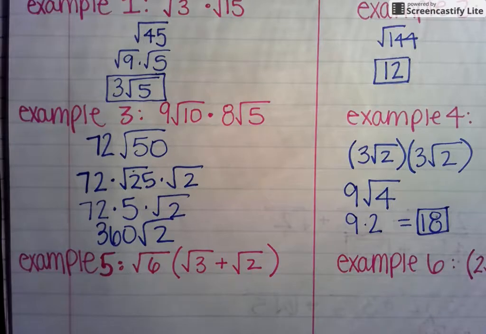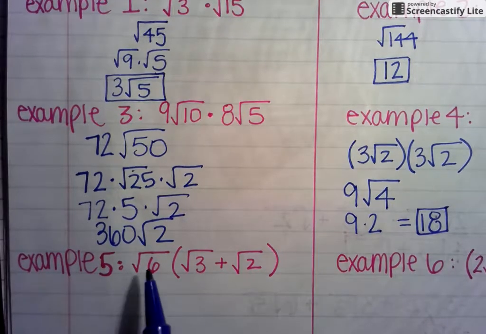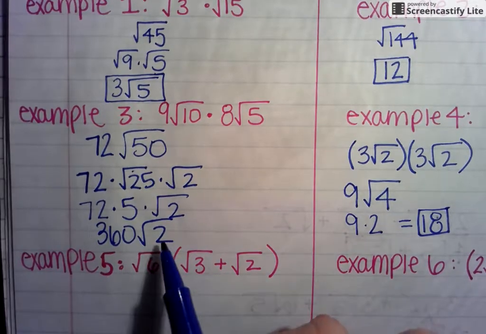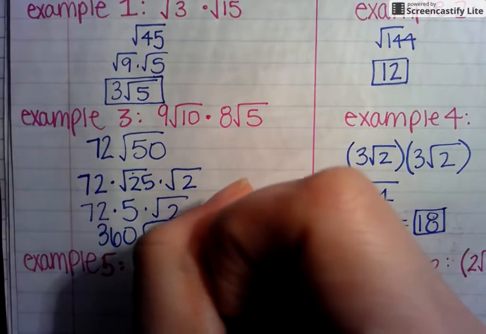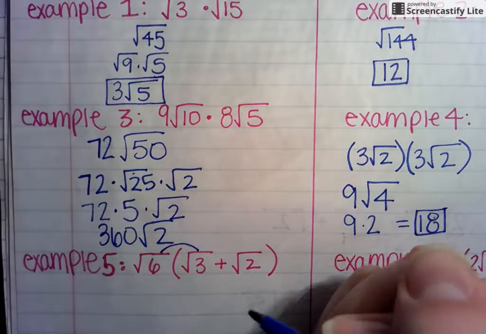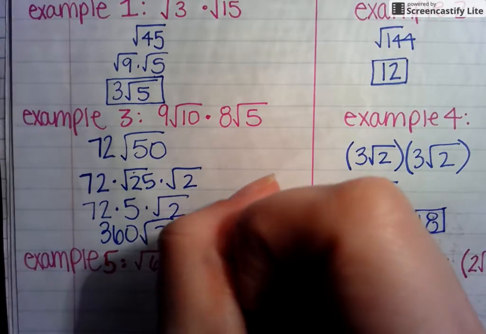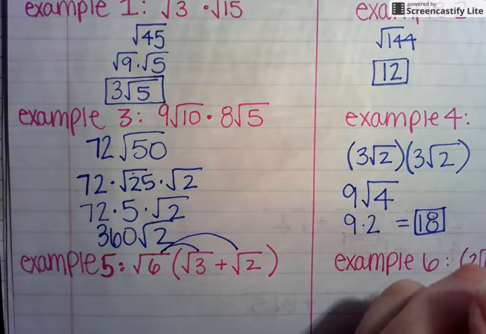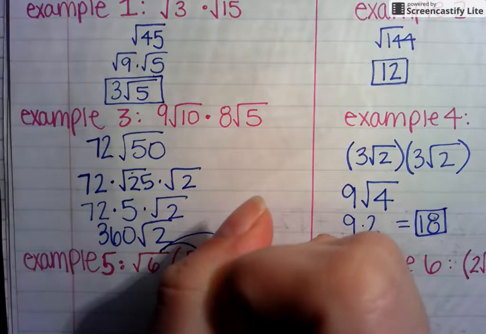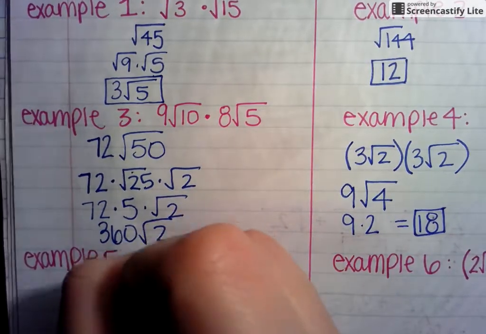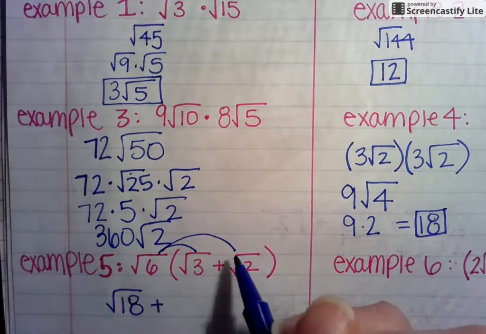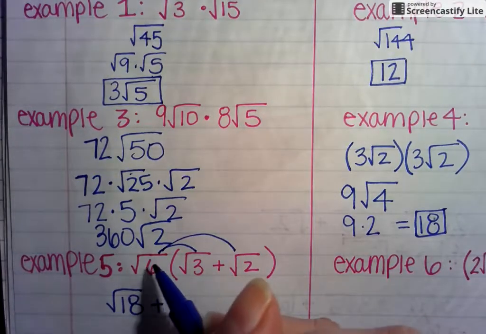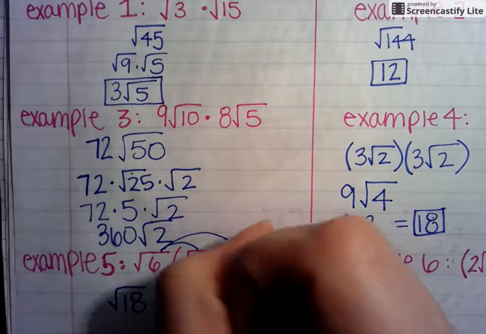For example 5, I now have a radical outside of this parenthesis. Just like a number that's outside of the parenthesis, I'm going to distribute. So I have the square root of 6 times the square root of 3, and the square root of 6 times the square root of 2. So the square root of 6 times the square root of 3 is going to be the square root of 18, plus, so I'm going to keep that plus sign, and this is positive and positive, so it's going to be a plus sign. So 6 times 2 is the square root of 12.